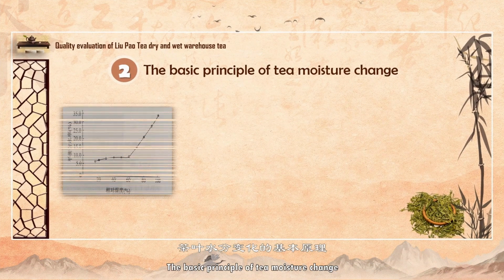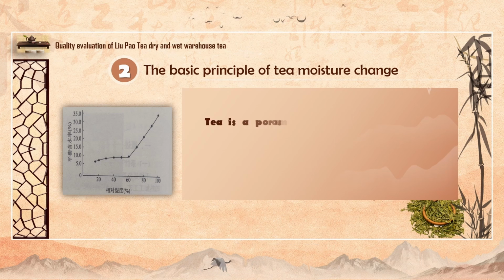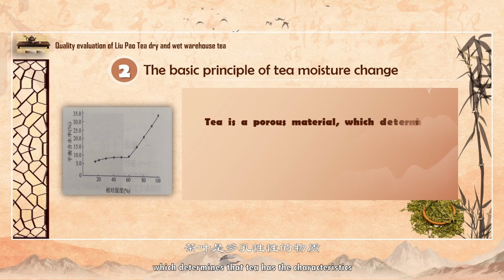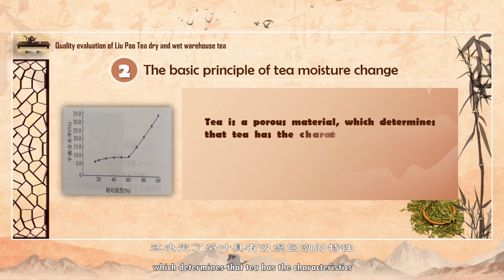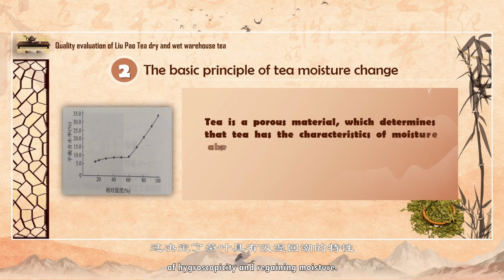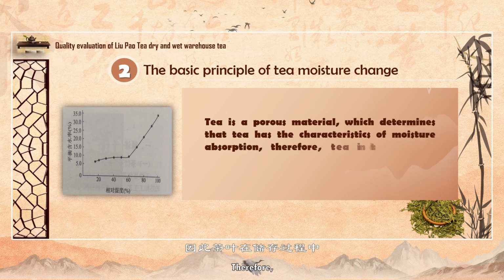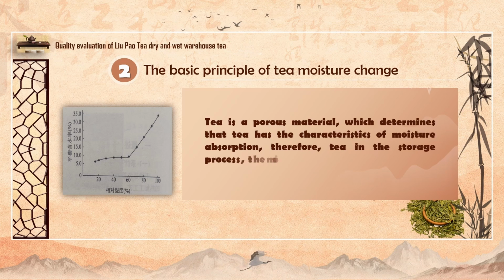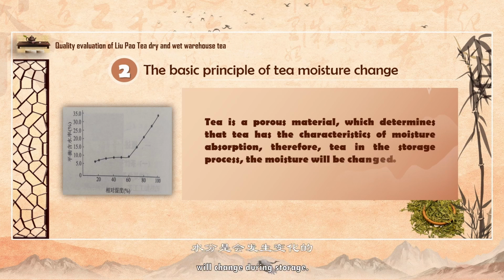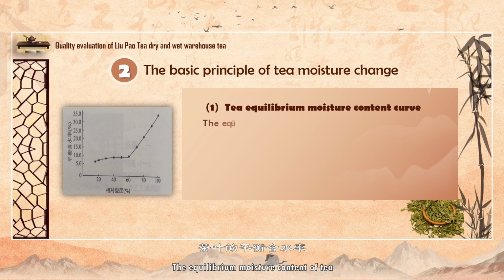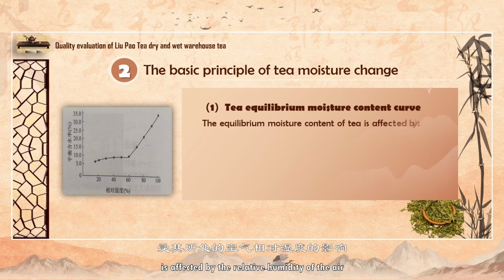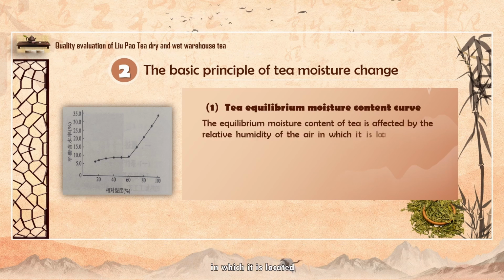The basic principle of tea moisture change. Tea is a porous substance, which determines that tea has the characteristics of hygroscopicity and regaining moisture. Therefore, the moisture content of tea leaves will change during storage. The equilibrium moisture content of tea is affected by the relative humidity of the air in which it is located.